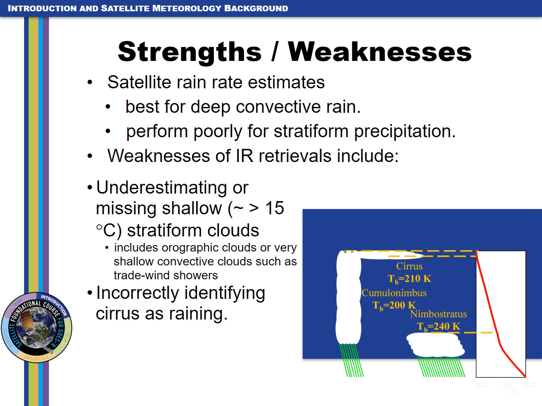Satellite rain rate estimates are best for deep convective rain and perform poorly for stratiform precipitation. Weaknesses of IR retrievals include underestimating or missing shallow stratiform clouds that are near or warmer than 15 degrees Celsius, which can include orographic clouds or very shallow convective clouds, such as trade wind showers. Also, cirrus associated with convection can be incorrectly identified as rainfall regions, even with the help of additional spectral bands.